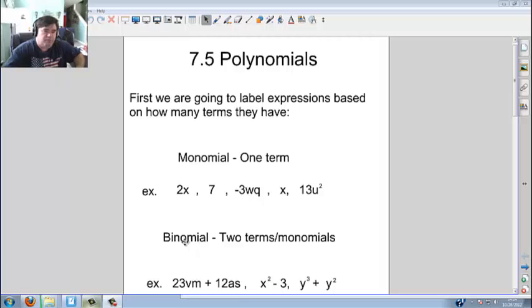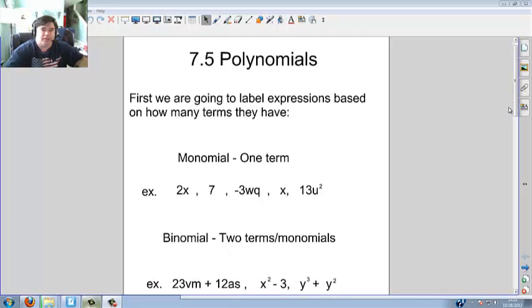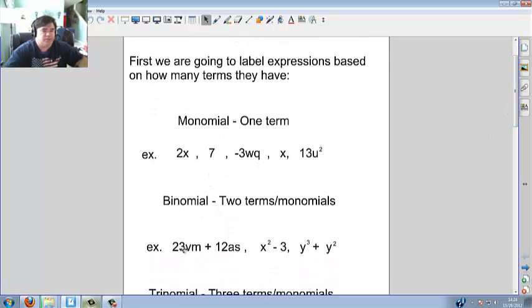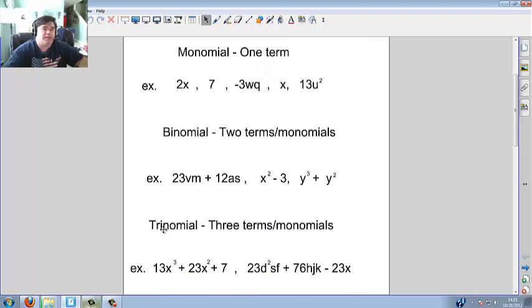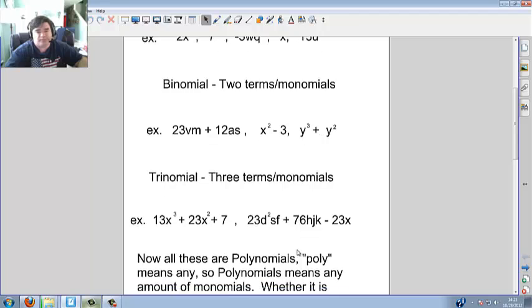Now look at binomial. Binomial means two. Bi means two. So two terms or two monomials, separated by a plus or a minus. So you have this value here plus another value. Here you have this value plus this value. So you have two separate terms, which makes it a binomial. Trinomial. Tri again means three. So three separate values separated by a plus or a minus.